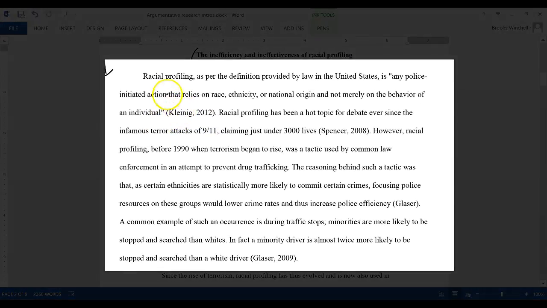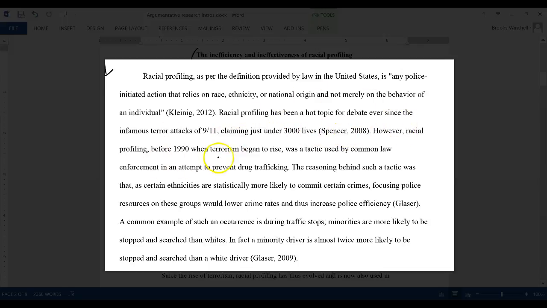So he starts with the definition. Racial profiling, as per the definition provided by law in the United States, is, quote, any police-initiated action that relies on race, ethnicity, or national origin, and not merely on the behavior of an individual. And he got that from Klinning, 2012. Racial profiling has been a hot topic of debate ever since the infamous terror attacks of 9/11, claiming just under 3,000 lives.